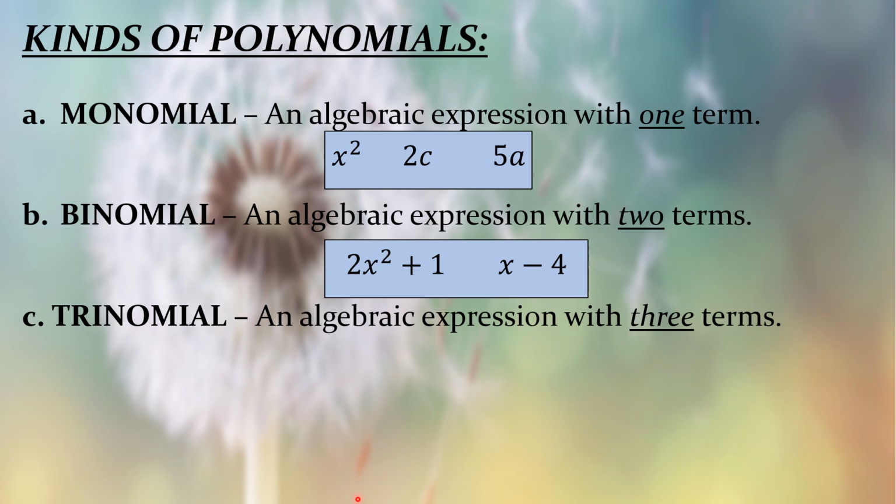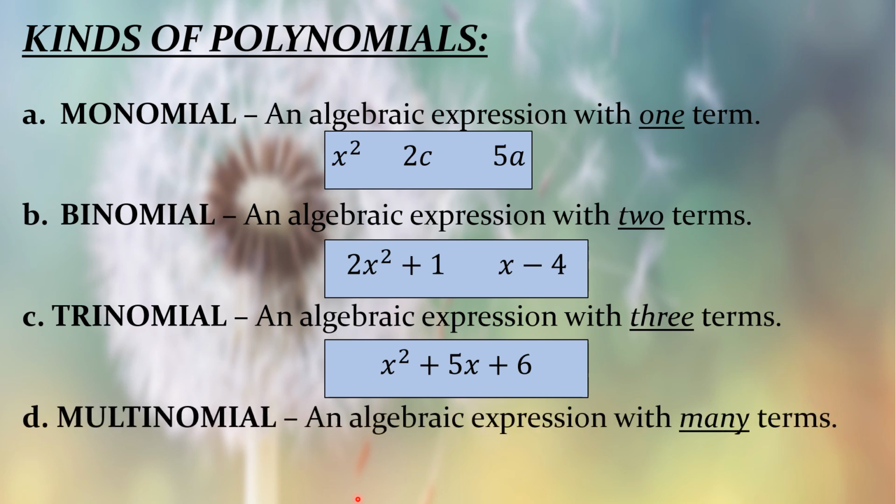Third kind is the trinomial, from the key syllable tri, so it is an algebraic expression with three terms. This is an example of trinomial: x squared plus 5x plus 6. Last is the multinomial. It is an algebraic expression with many terms, from the key syllable multi. Heto ang halimbawa ng multinomial: x cubed plus x squared minus x plus 2.